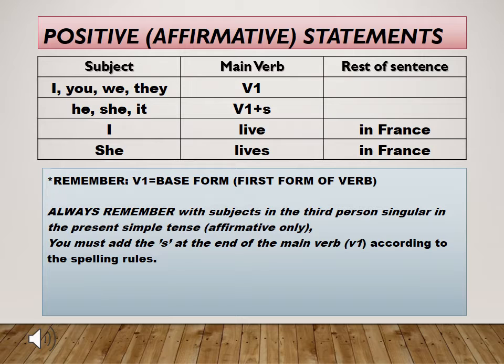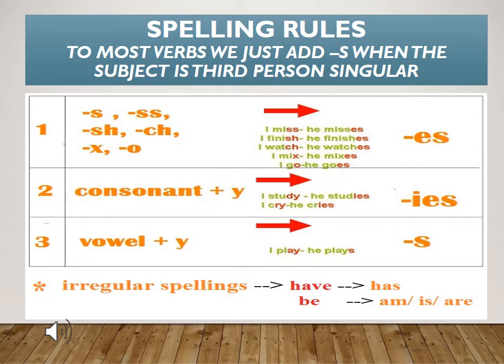Example number 1, I live in France. And in example number 2, I have written she lives in France. Now, why is that? Why do we have to add s with she and not with I? It is because there are some spelling rules which we are going to learn now. Always remember to add s to the verb when your subject is he, she, it or third person singular. It will only happen in affirmative statements of present simple tense.